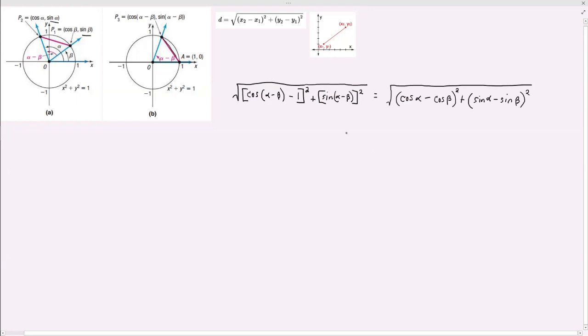squared. Okay, so we've set up the distance formula, knowing that the distance from here to here should match the distance from here to here. So this is our B, and this is our A. All right, so now what we want to do is square both sides.